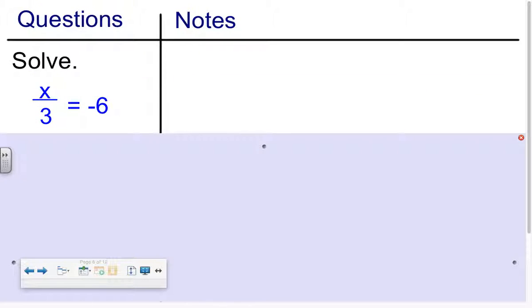Now we've got problems that look like division or fractions. So x over 3 equals negative 6. On this one, since it's x divided by 3, I'm going to do the opposite of dividing, which is multiplying. So I'm going to put times 3 over here and times 3 over here.